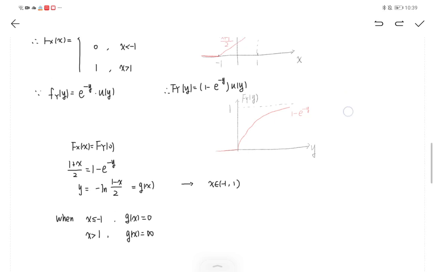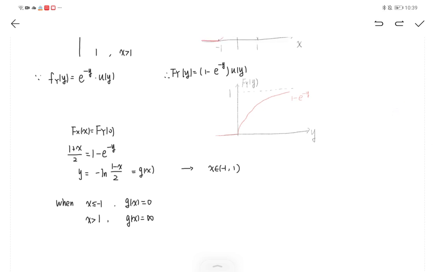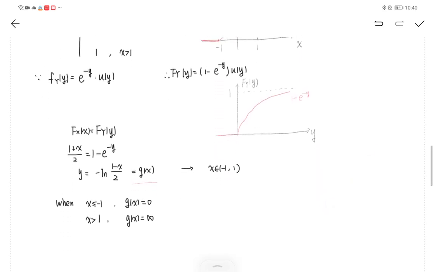So now we can compute g(x). Let the distribution function of x equal the distribution function of y. We can compute that y equals minus ln of (1 minus x) over 2. This is g(x). But we know that is only for x from -1 to 1.